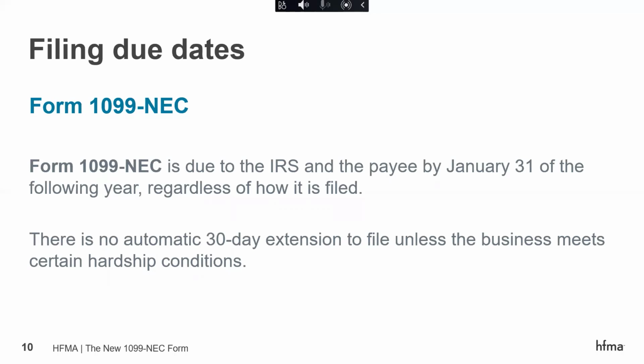There is no automatic 30-day extension to file unless the chapter or region meets certain hardship conditions. And for that, I would recommend that you contact the accounting@hfma.org email address for more information on meeting the deadline if any issues are known.